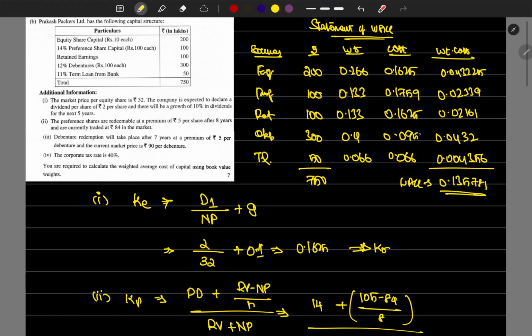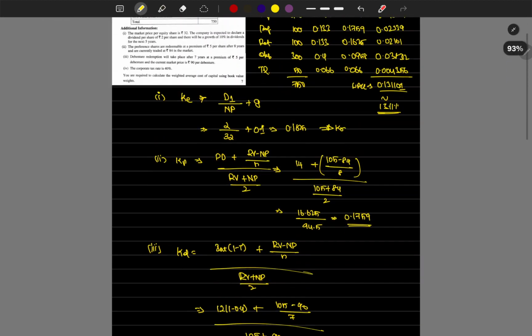Let's quickly plug it here. 0.0958 multiplied by the weight 0.4 gives 0.03832. Then 0.043225 plus 0.02339 plus 0.02161 plus 0.03852 plus 0.004356 comes around 0.31101. So approximately 13.11% is the WACC. This is the way we have to understand the problem.